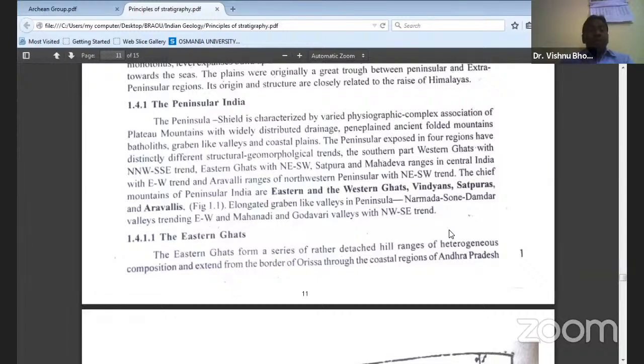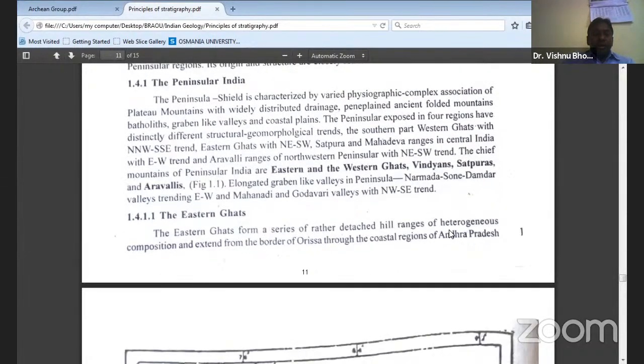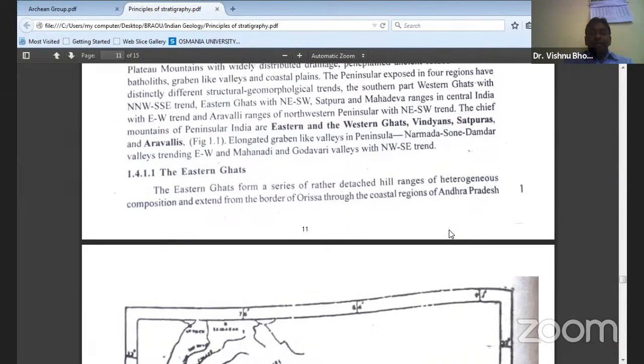The important mountains of peninsular India are the Eastern and Western Ghats, Vindhyans, Satpuras, and Aravallis. The elongated graben-like valleys in the peninsula are the Narmada zone and Damodar valleys, trending east west, and the Mahanadi and Godavari valleys, with a northwest southeast trend.